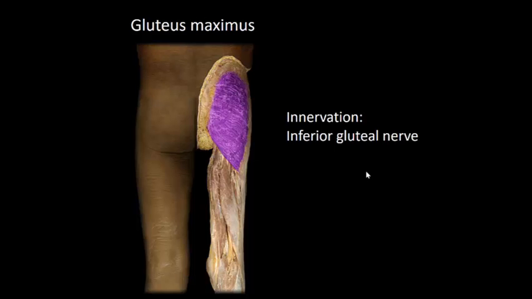Gluteus maximus is the most powerful of the hip extensors. It is also the most superficial and largest of the gluteal muscles. Innervation of this muscle includes the inferior gluteal nerve, and injury to this nerve makes normal extension activities difficult, such as standing up from a chair or walking up the stairs.